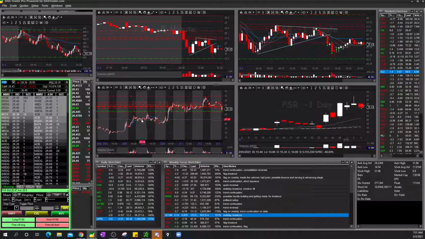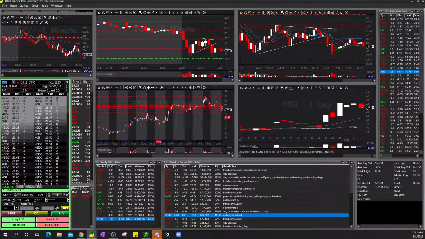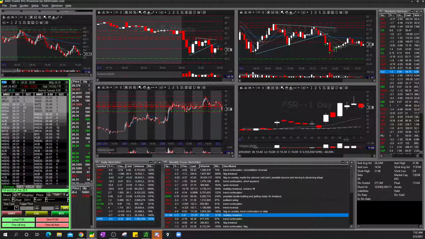Target, I don't know, back to this consolidation. We had it right here, 22. If he's still holding, I would hold to 23 to 22. Let's see another one.